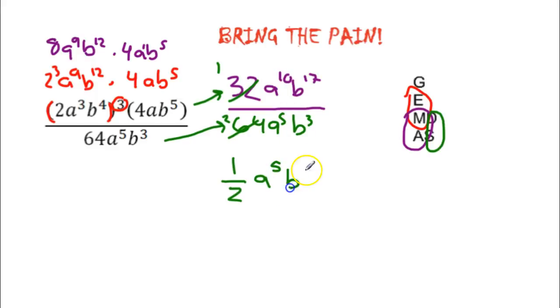Now I've got the b's. Remember, my rule is subtract. If I'm dividing, I'm subtracting. So b, 17 minus 3 is going to be 14. Voila. Whew.